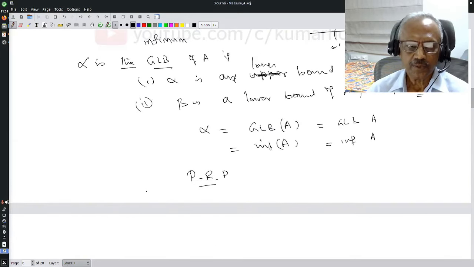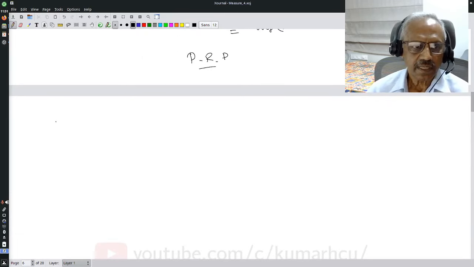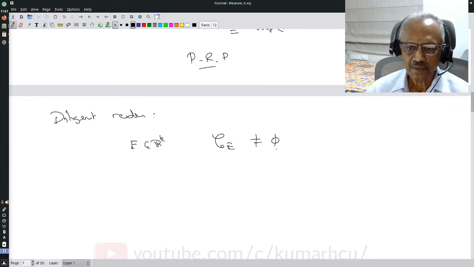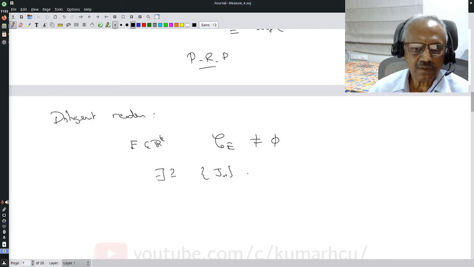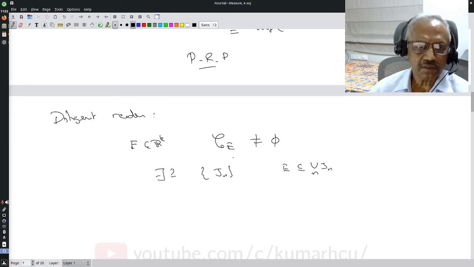Now if you are a diligent reader, you should ask the question: given a subset E of R^k, how do I know C of E is not empty? Usually measure theory books will not even mention this object. What does it mean? That is, given any E, does there exist a countable collection Jn of open intervals such that E is contained in the union of the Jn? If I cannot find any such countable collection, then C is empty. This is the set of countable coverings of E, and that would be empty. So how do I know it's not empty?